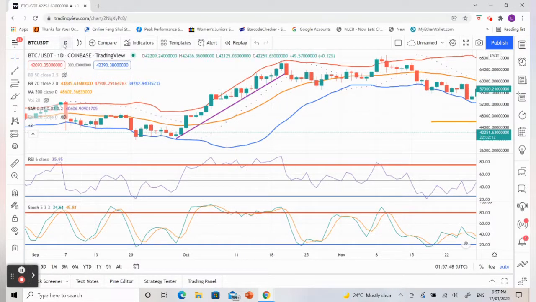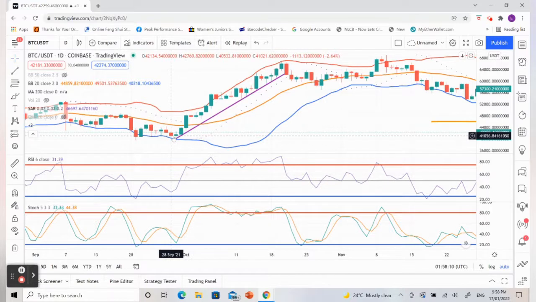This is the D, or the day time chart. For each one of these candles, it is 1 day. So starting from this point, there are several days here. You have 1, 2, 3, 4, 5, 6, 7. So it's a couple of weeks or so.